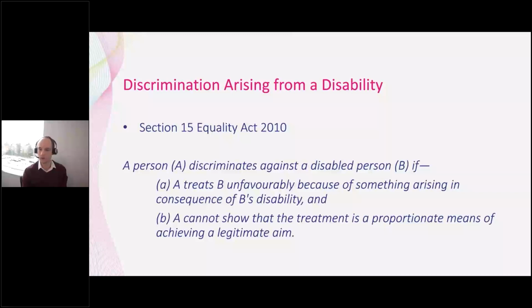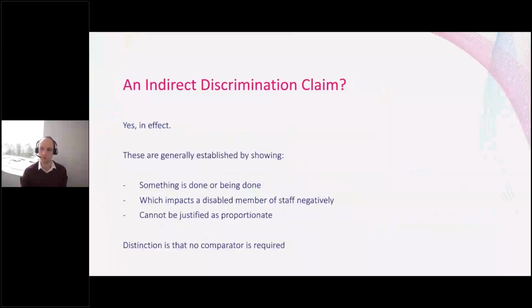Looking at this, it probably looks quite familiar, because we've just spent 10 minutes talking about indirect discrimination claims. Is section 15 basically a disability-specific indirect discrimination claim? Yes, to all intents and purposes, it's pretty much the same arguments. You're generally establishing them by showing that something is being done, could be done or is being implemented, which particularly impacts a disabled member of staff in a bad way, and you can't justify that. It is the same model as an indirect discrimination claim.